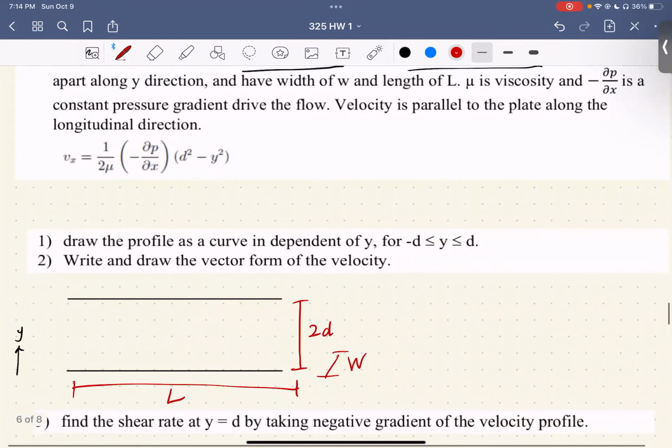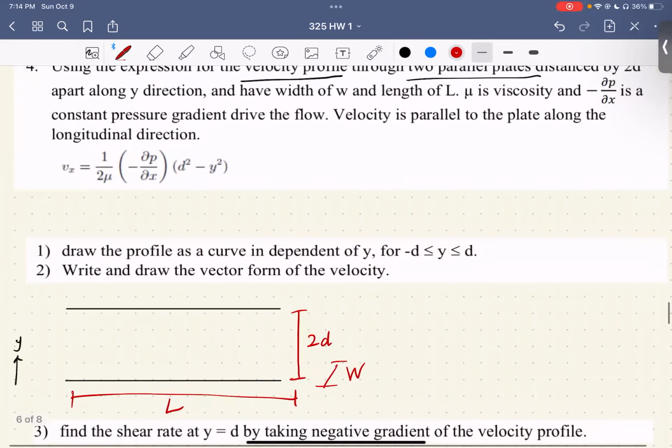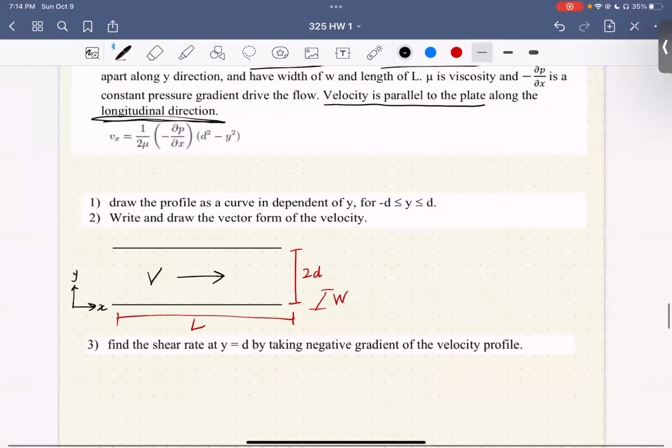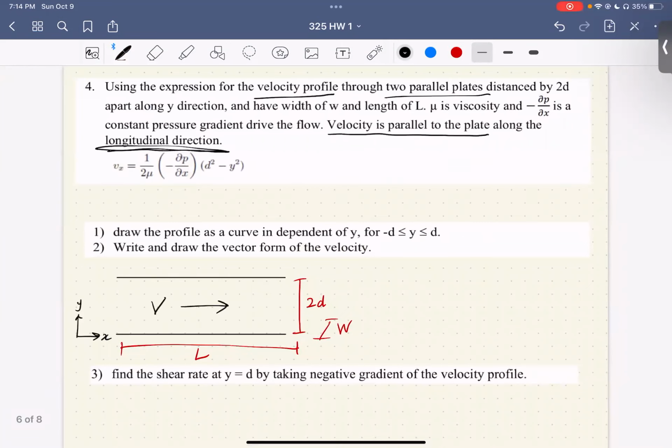Then we have mu as the viscosity, and we have the negative partial derivative of P with respect to X as a constant pressure gradient which drives the flow. And then we have velocity as parallel to the plate. That's key right there. Velocity is parallel to the plate along the longitudinal direction, which is X, right over here. So this is X. So we have some velocity flowing down between two parallel plates this way.